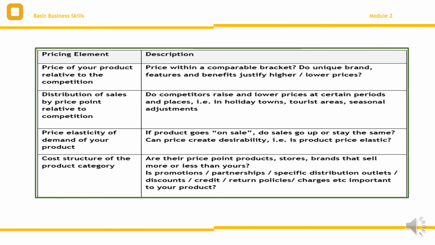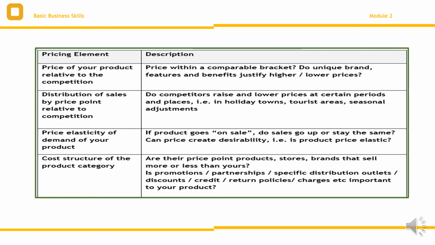You must also look at things like elasticity of demand of your product. So what we mean here, if the product goes on sale, do sales go up or do they stay the same? Because if your product is on sale and the sales definitely go up, it means that the price of your product is elastic. You can easily change price to boost sales. But for certain products, the price is inelastic, meaning that even if it goes on sale, the quantity or the volume of sales will still stay the same, or people will still continue to buy the product.